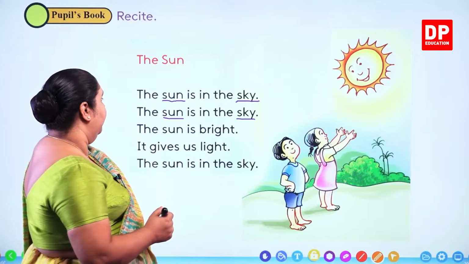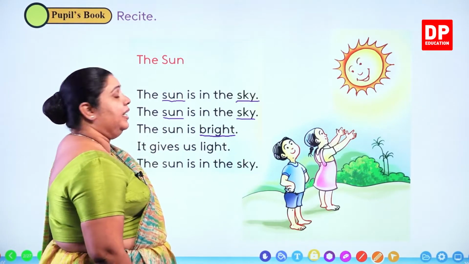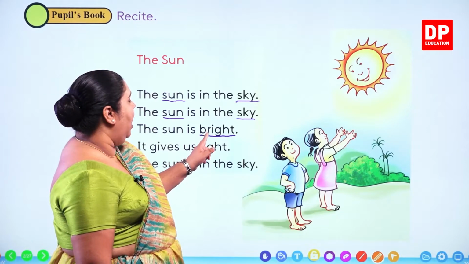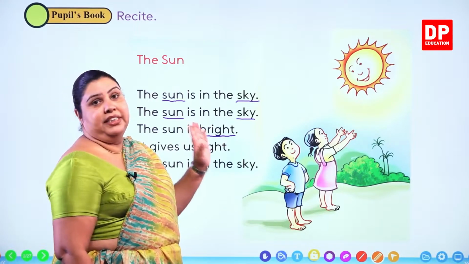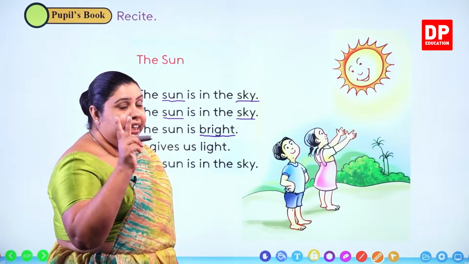And the next one, the sun is bright. B-R-I-G-H-T. Now the word sun and the word sky has only 3 letters.